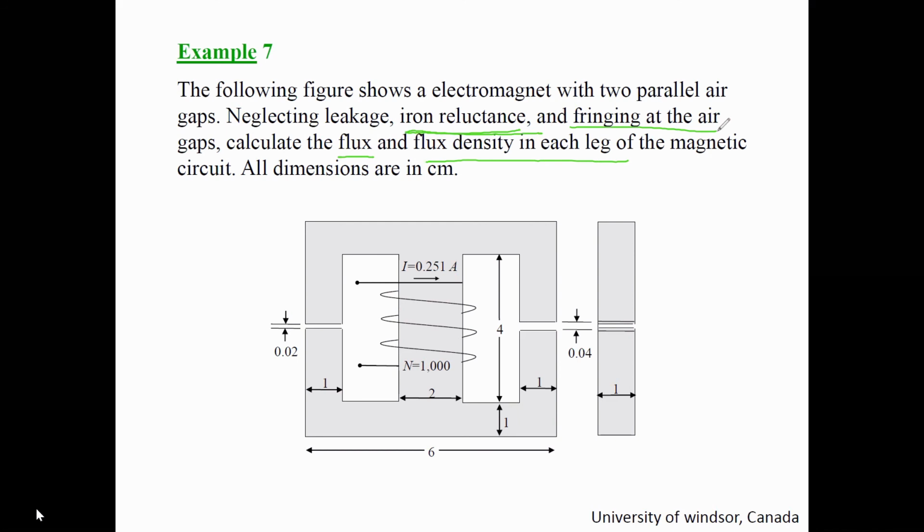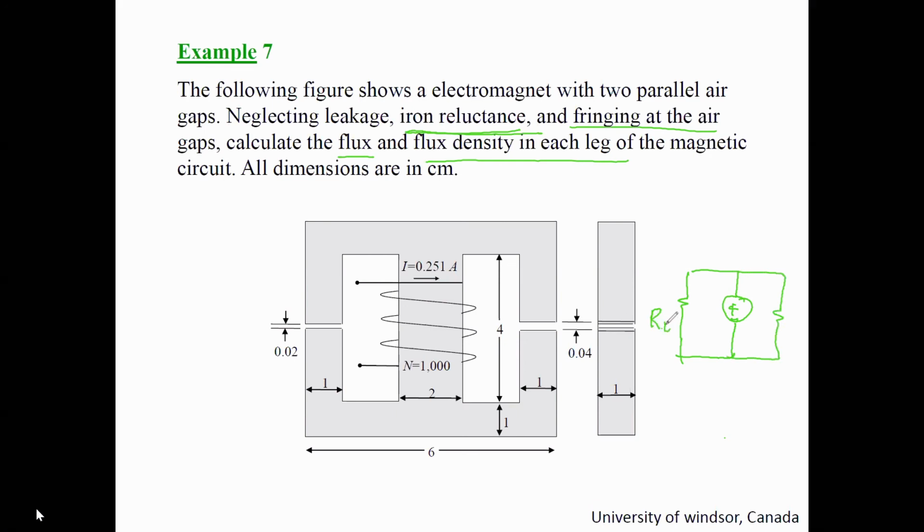So how many reluctances do we have in this circuit? Two. So we have one reluctance to the left, source in the middle, another reluctance to the right.